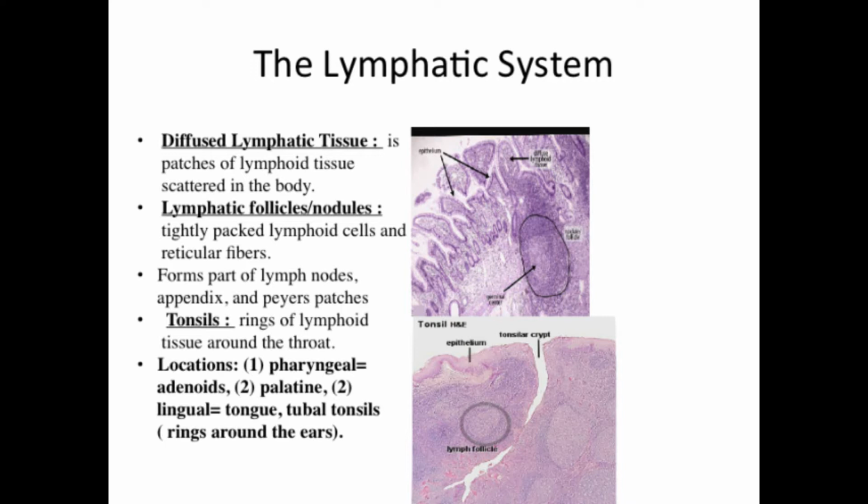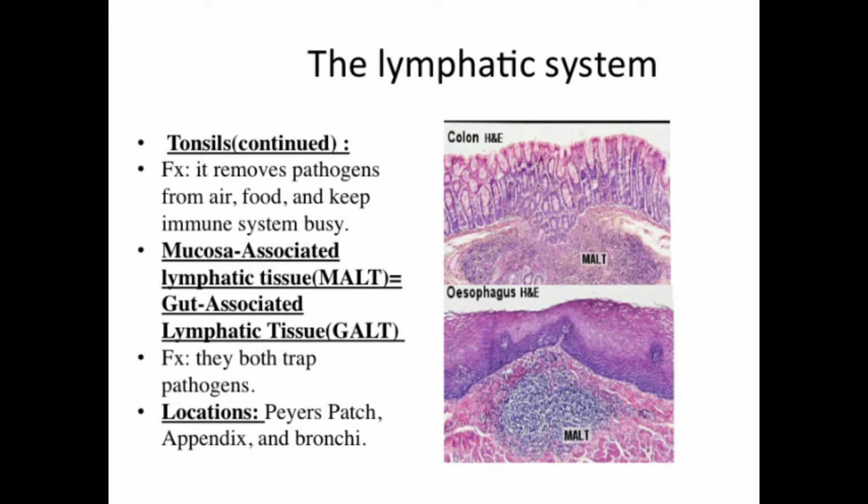Tonsils are rings of lymphoid tissue around the throat. The different locations of the tonsils are pharyngeal, palatine, lingual, and tubal tonsils, which are rings around the ears. The tonsils' function is to remove pathogens from air and food, and keep the immune system busy.